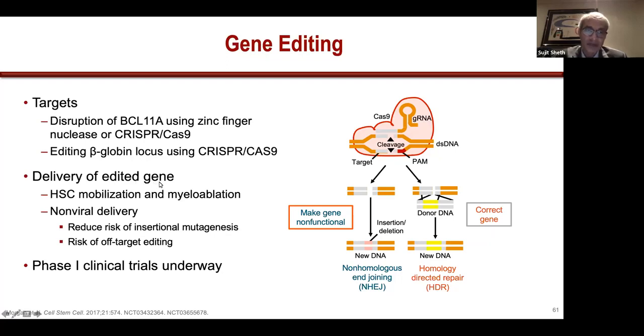The delivery of the edited gene is the same way, in terms of mobilization of the hematopoietic stem cells and myeloablation. And then this is distinct because it's a non-viral delivery. You don't have a viral vector that is required to do this, and you're editing the gene directly using either CRISPR-Cas9 or zinc finger nucleases.